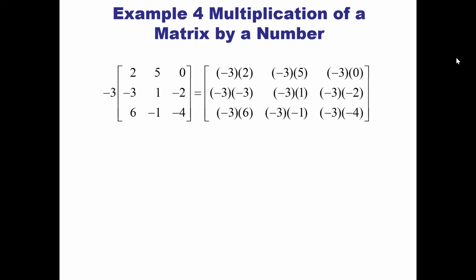So, for example, if we take a minus 3 times this matrix, we're going to take a minus 3 times that element, and that element, and that element, and that element. And so it looks like this. And so you get a minus 6, a minus 15, a 0, a 9, minus 3, 6, and so on. Okay? And so that's how you do it. You just take every element times whatever that number is out in front. So that was one way we can work with that one.